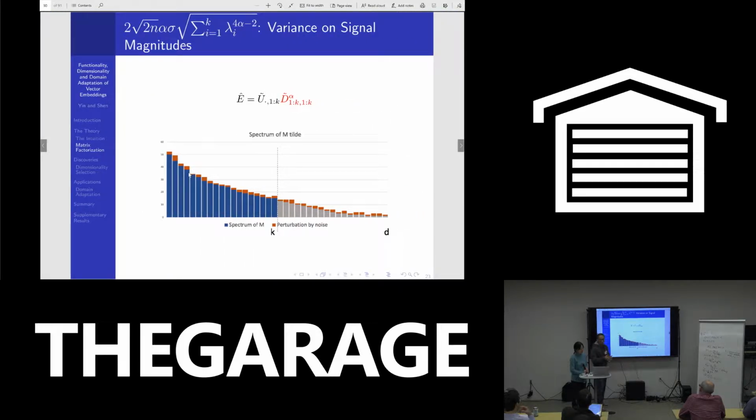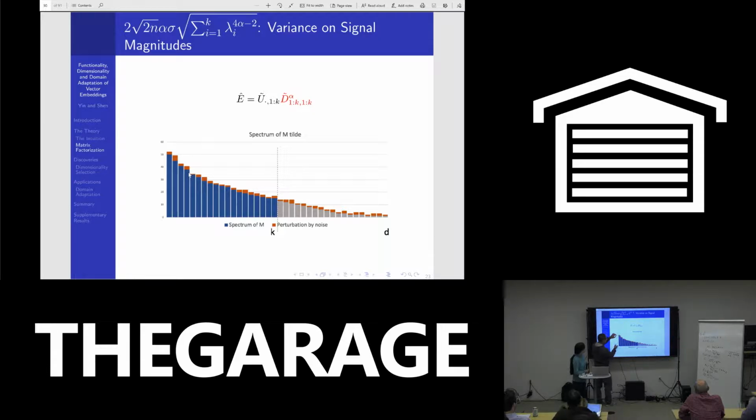And what is the second term? The second term is the variance on the magnitude of the signal. The training embedding has two parts, U and D. Remember, there are two quantities from SVD. The first part is the direction of the singular vectors, and the second part is their magnitudes. And this quantity here measures the variance on this magnitude part, the singular values.